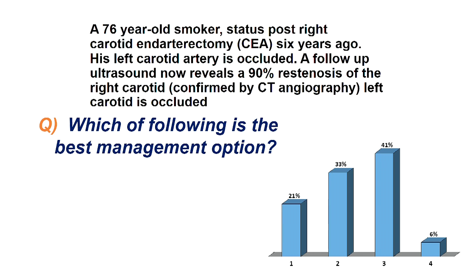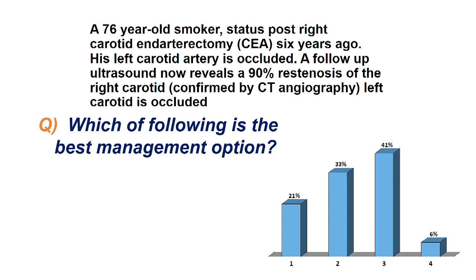There are two indications why this patient should have a stent. Number one, if you have surgery already on one carotid and it restenoses, stenting is preferred on that one. Number two, if you have one side that's occluded and the other side has a severe blockage, that other side should undergo stenting and not surgery.